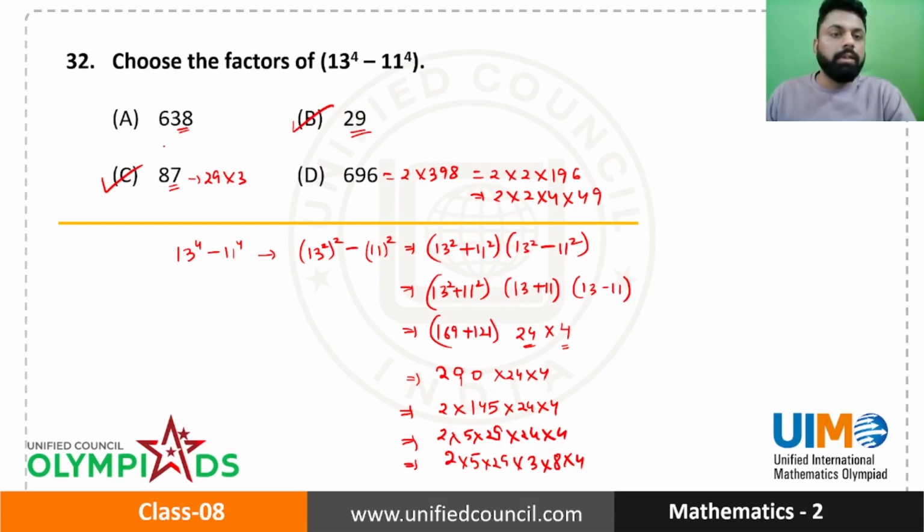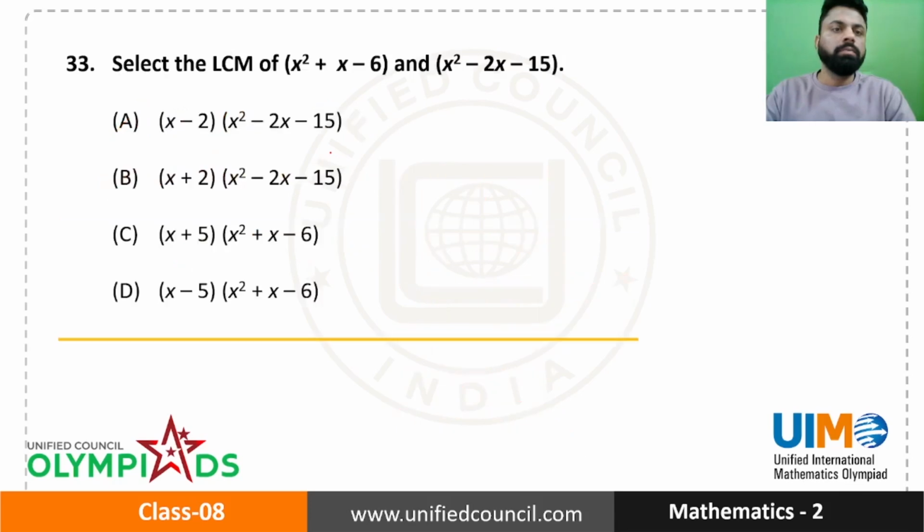And 638 can be written down as 2 multiplied by 319, and 2 multiplied by 29 multiplied by 11. 29 is there, and then 11 is 22 is also there. So okay, 11 is not there, so not the correct answer. And B, C and D, so 2 into 2 into 8, 696 is 29 multiplied by 24, which is also there. So B, C and D are the correct answers.